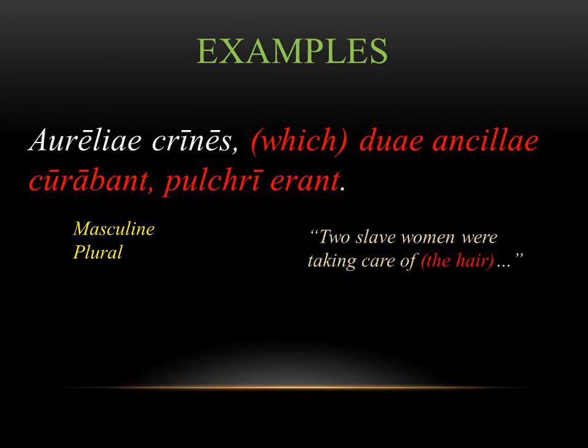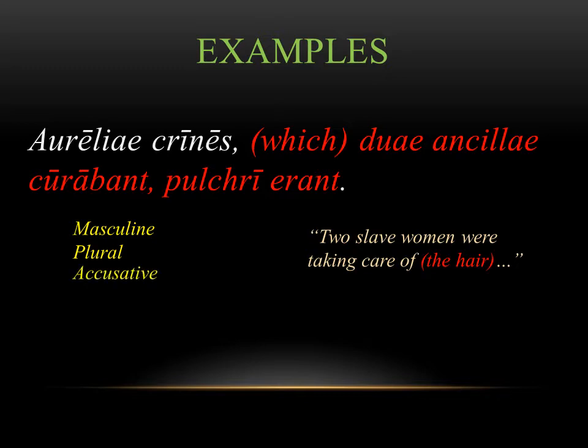One way to think about it is to rephrase your sentence. I'm trying to say two slave women were taking care of the hair. That's what the relative pronoun is doing in this sentence. I'm saying the slave women were combing it or taking care of it, in other words. If you look at it in English, if I say two slave women were taking care of the hair, the word hair is the direct object. It's what they're taking care of.